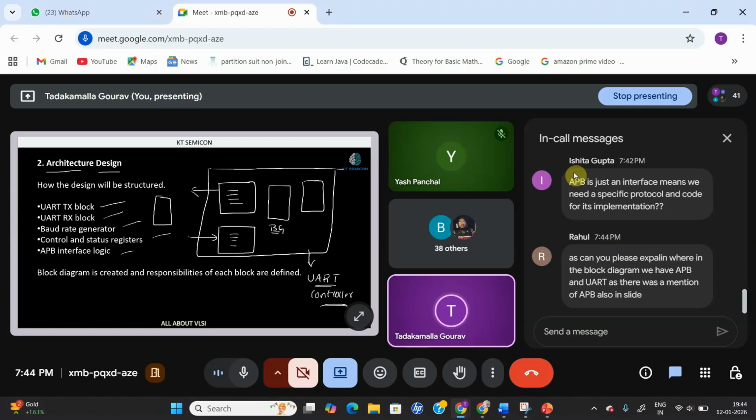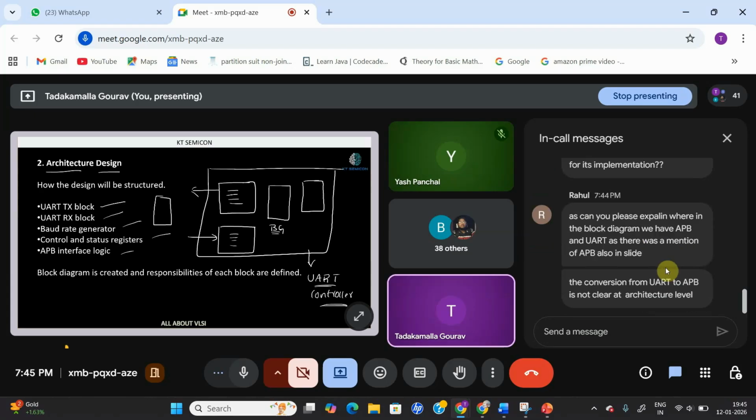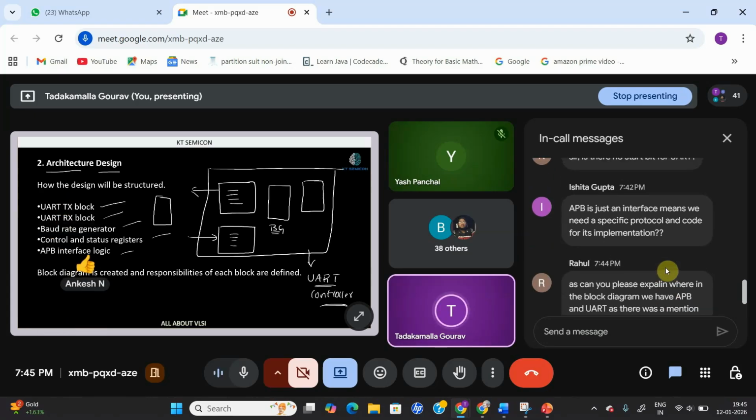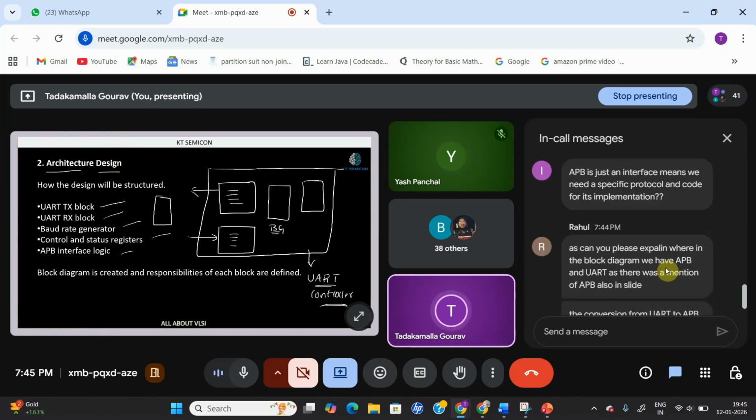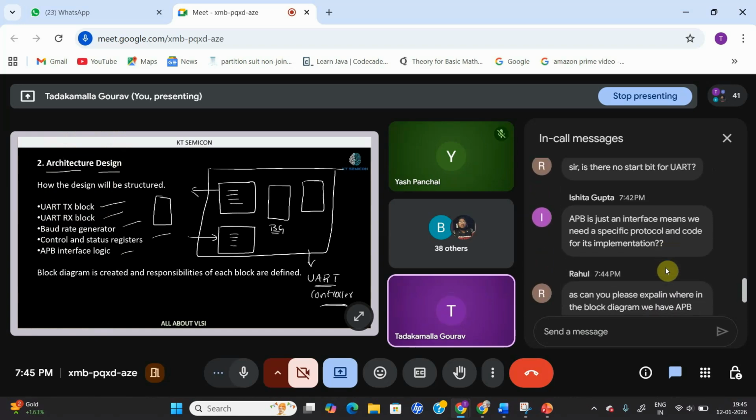Where is the block diagram? We have APB and UART as we mentioned. First of all, tell me, step two, is it clear? APB is just an interface, meaning we need a specific protocol and code for its implementation. Yeah, we'll come to that particular point. The conversion from UART to APB is not clear at the architecture level. Okay, I will come to that point.